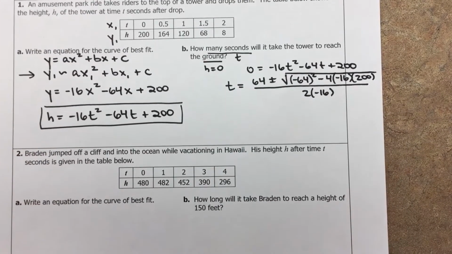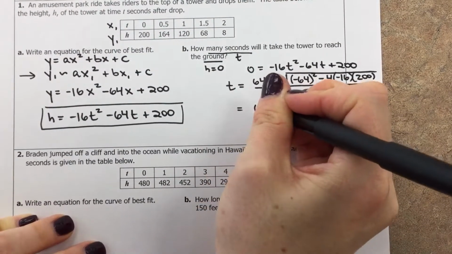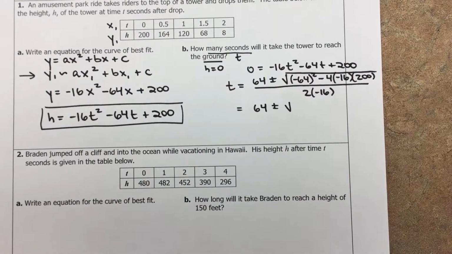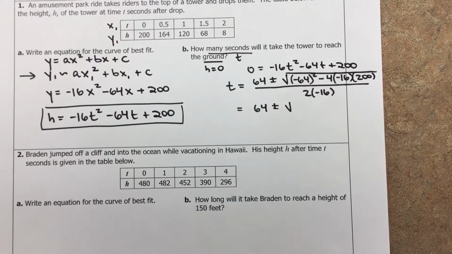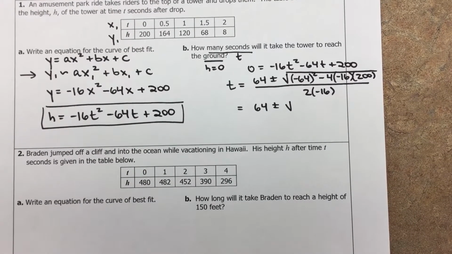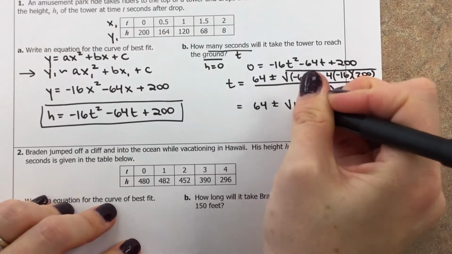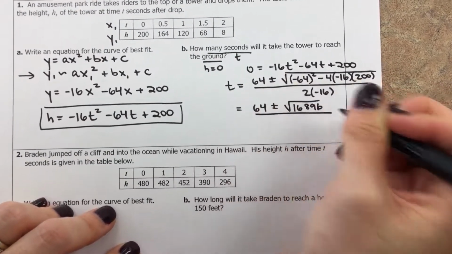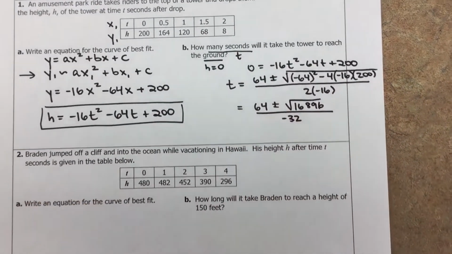So that's our setup. I'm going to plug a lot of this right into the calculator. So we've got 64 plus or minus a big square root. I'm just going to plug all that in, so you'll have to trust me here. So negative 64 squared minus 4 times negative 16 times 200. And that gives me a big number, as you can imagine, 16,896 under the square root. And then in the denominator, I have 2 times negative 16. So it gives me this.